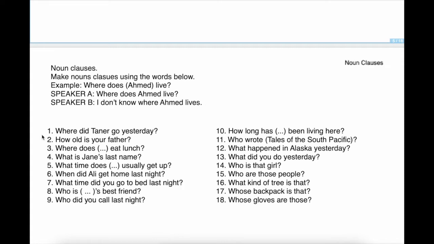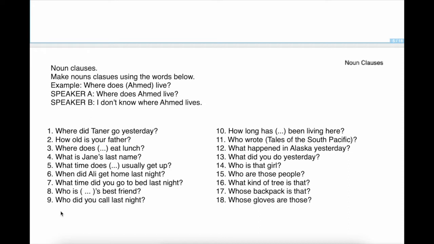Number one, I don't know where Taner went yesterday. That's the noun clause. Can you tell me how old your father is? Do you know what Jean's last name is? Do you know when Ali got home last night? Tell me what time you went to bed last night.